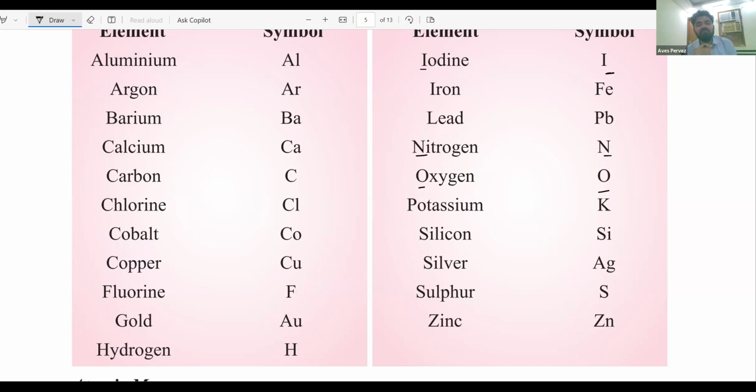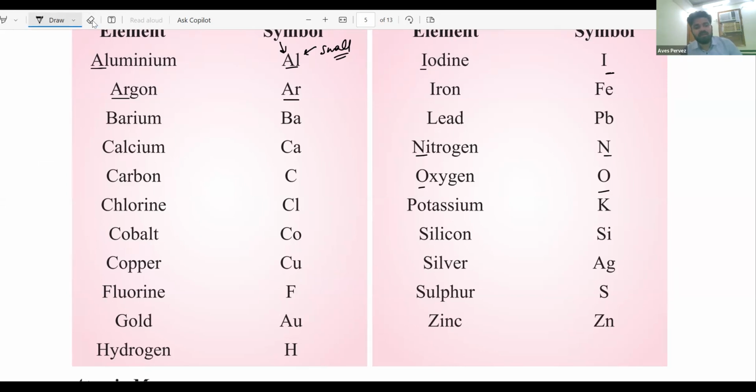Otherwise, it can be the first two letters, like aluminium Al, argon Ar, and you need to note that the first letter should be capital and the second letter should be small. While you are writing the symbol of an element, the first letter should be capital and the other letter small. Like in cobalt, we have C and small o. If we have C and capital O, it means carbon and oxygen. So cobalt should be C and small o.